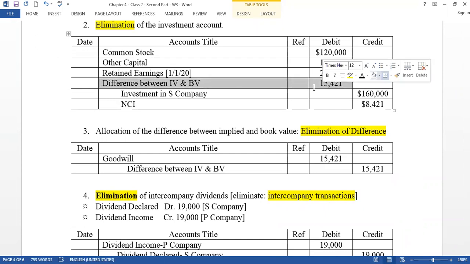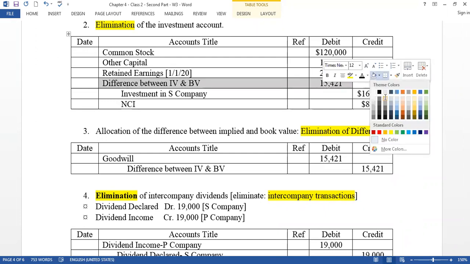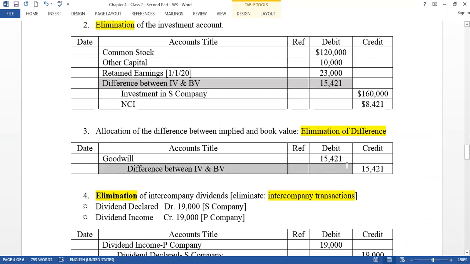First we record difference debit, then we record difference credit. Why? Because this difference, according to the question, is going to be allocated to the goodwill account, and goodwill is our asset account, right? So we close the difference and transfer this money to the goodwill asset account according to the question. Clear?